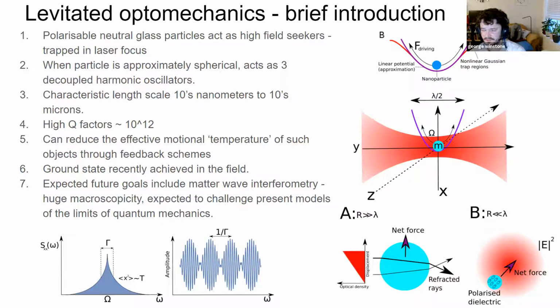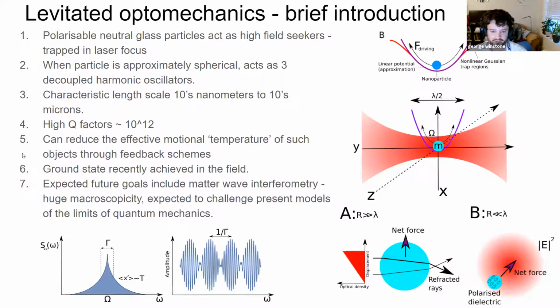So why are these objects useful? Well, they have an enormously high Q factor. The theoretical Q factor for these systems is up there in 10 to the 12. The force sensitivity demonstrated so far is pretty good. I'll talk about that later. And you can also trap across quite a wide regime of physics, which is interesting. So I've got a diagram here on the bottom right-hand side of something trapped in the Rayleigh limit and then the ray optics limit. And then we're in between those two regimes at an interesting point.